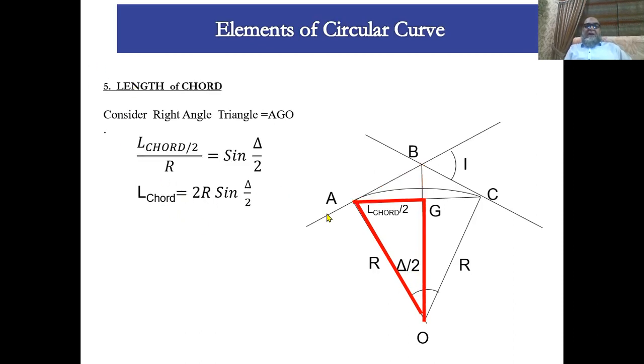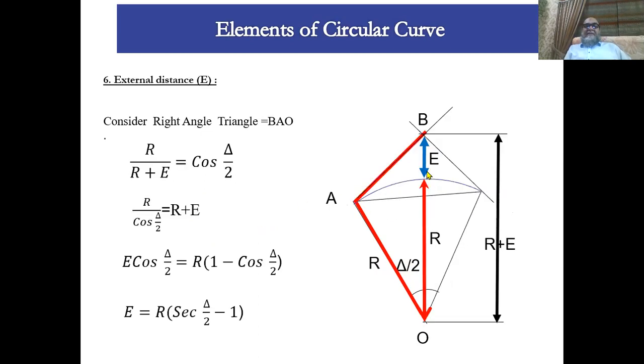Then the length of the chord. Now you know that any line joining two points along the curve is a chord. We call this the long chord. In order to find the length of the chord, I've taken this triangle AGO. Again, this is a right angle triangle. So this is perpendicular, L chord upon 2, and this is hypotenuse R. We know that perpendicular over hypotenuse is sine theta, and theta is delta by 2. So now we know that the length of the chord is 2R sine delta by 2.